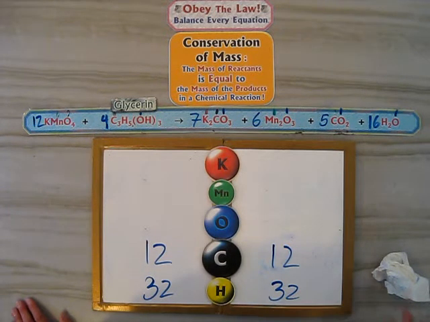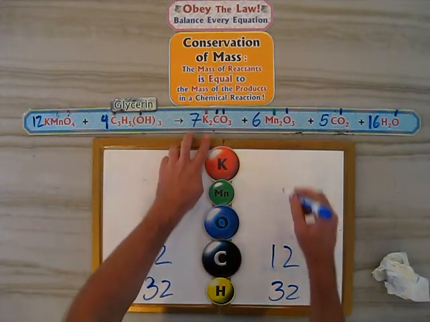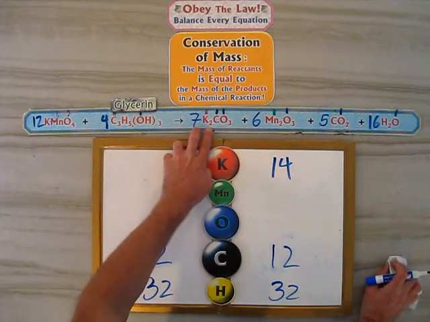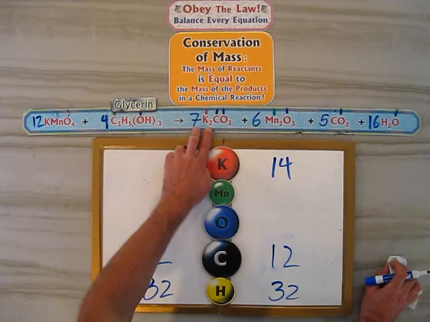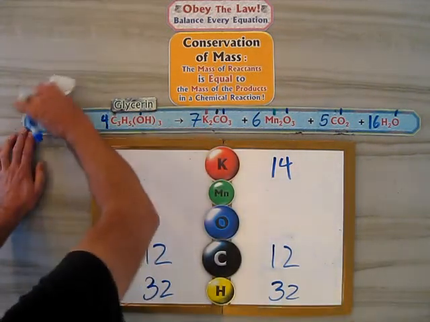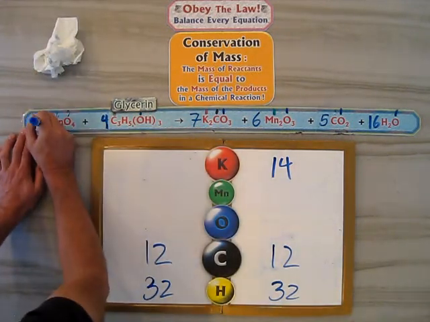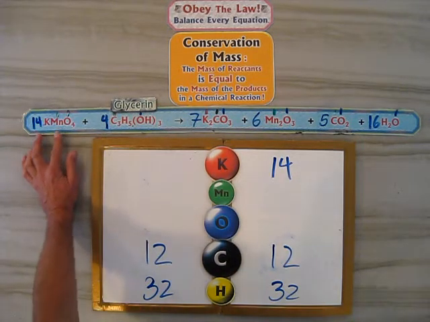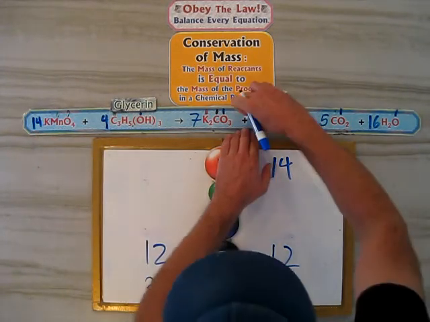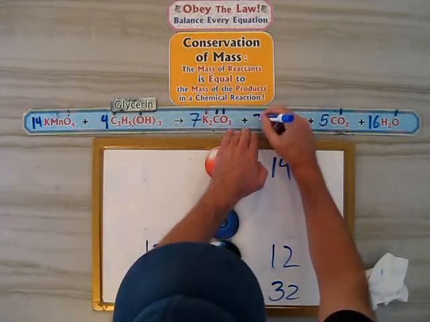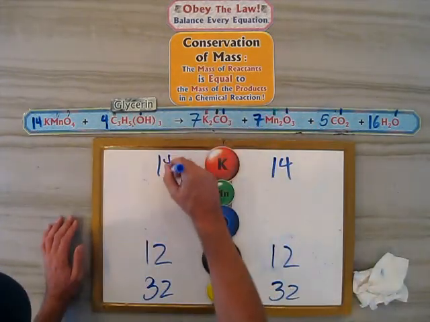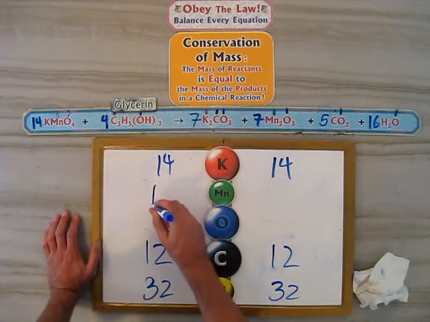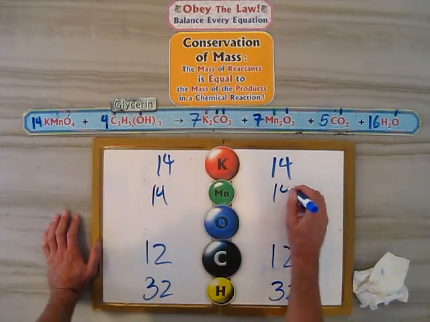Oh man. And of course that's going to change everything. That gives me 14 potassium. Well then of course, if you have 14 potassium there, then this coefficient has to be the full 14. And then that's 14 manganese, right? So then what does this have to be to get 7? So then we get 14 potassium, 14 manganese, and we got 14 manganese. Okay, this is looking good.